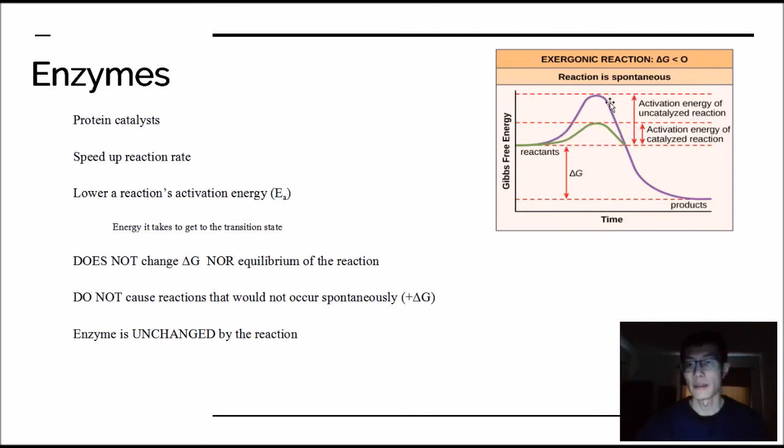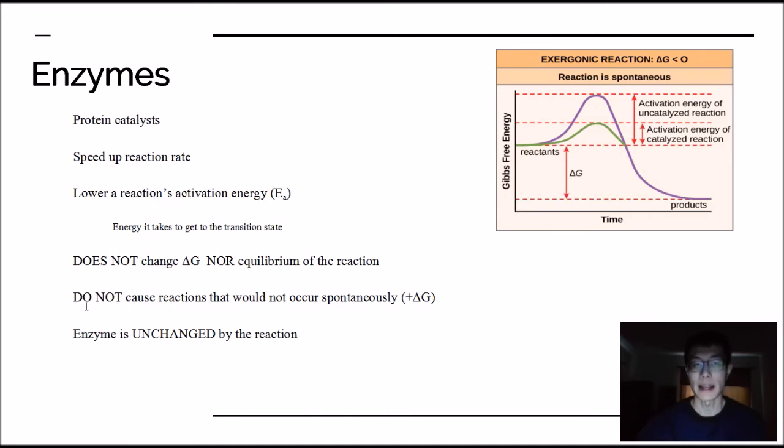So here you have an uncatalyzed reaction, and here you have a catalyzed reaction. As you can see, the delta G stays the same, but the delta G double dagger, as they call it in organic chemistry, or the activation energy, is lowered. So it speeds up the reaction rate, it lowers the activation energy, which is the energy it takes to get to the transition state, but it does not change the delta G or the equilibrium of the reaction.